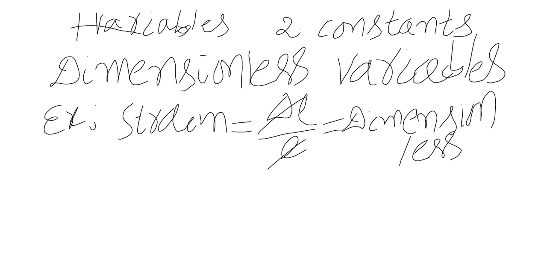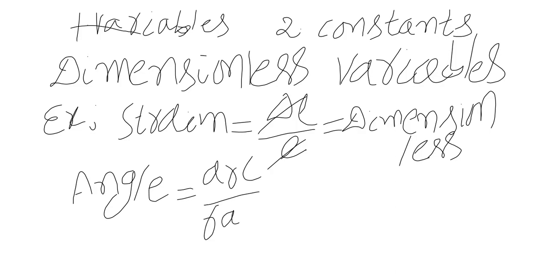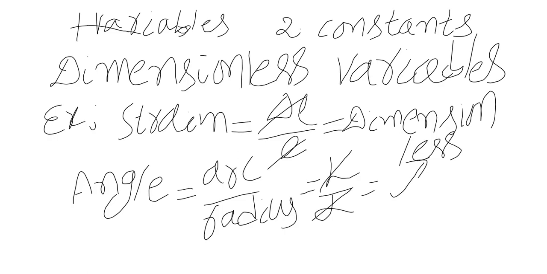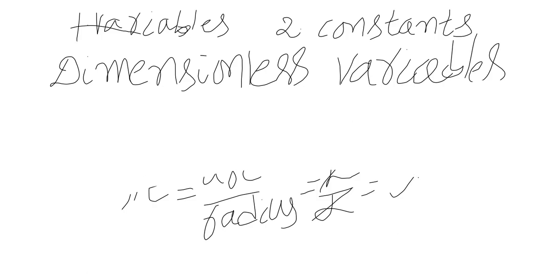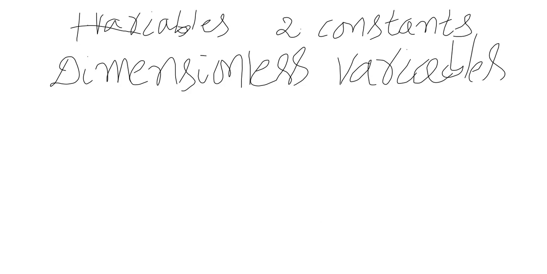Other one is angle. Angle is equal to arc by radius. It is also the ratio of the same physical quantity, so it is also dimensionless. Like this, specific gravity. Specific gravity is also the ratio of the density of two substances. So it is also a dimensionless quantity.